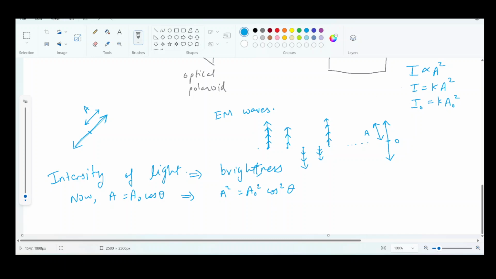Now why I have squared both the sides is because now I can multiply both the sides by k. k a square is equal to k a naught square cos square theta. And the benefit of multiplying k on both the sides is that this is now I and this is I naught. Therefore I is equal to I naught cos square theta. And this equation is nothing but Malus law, Malus theorem.